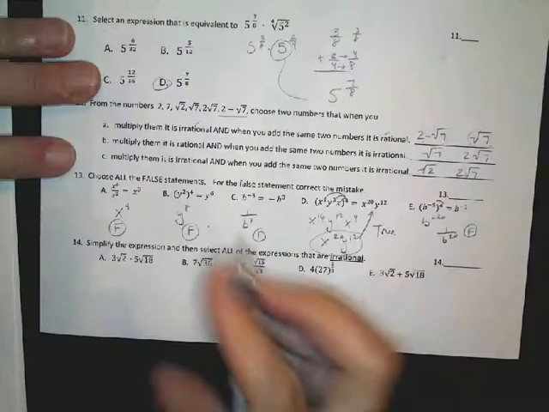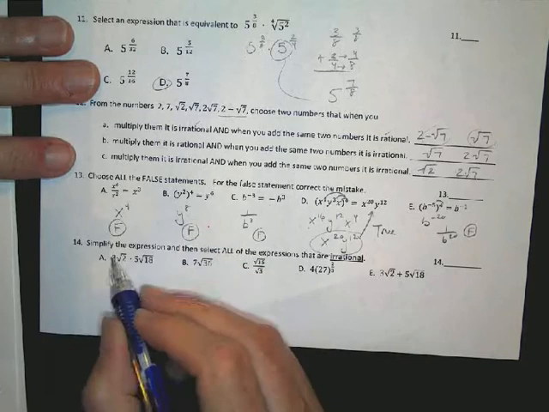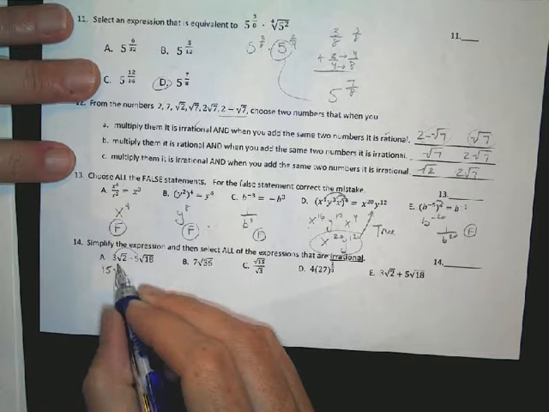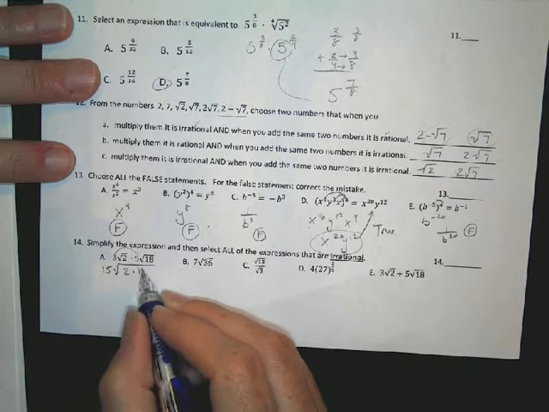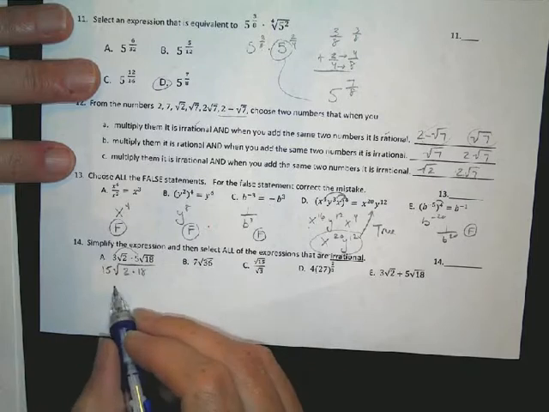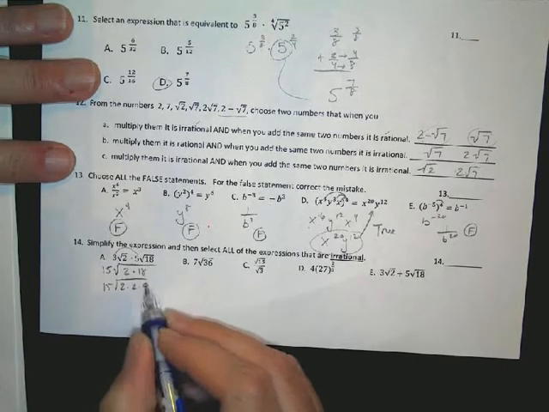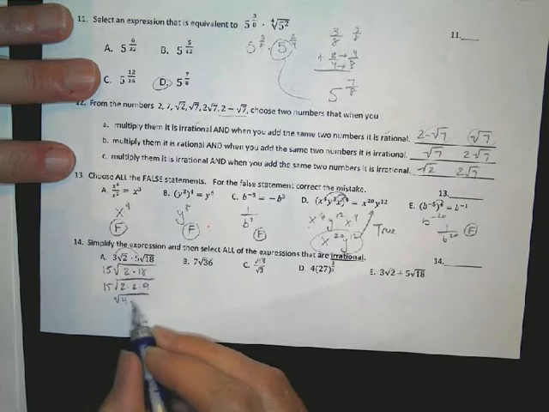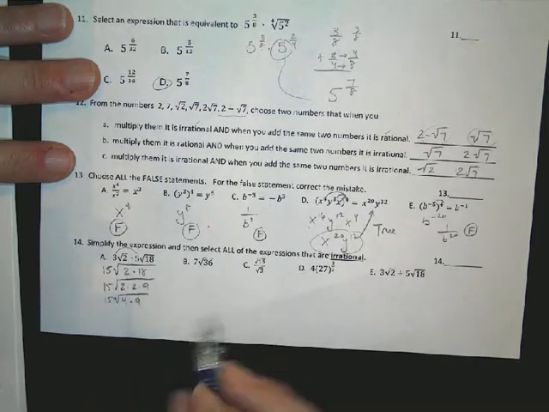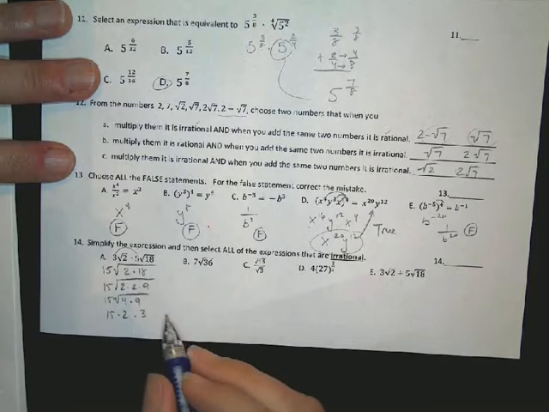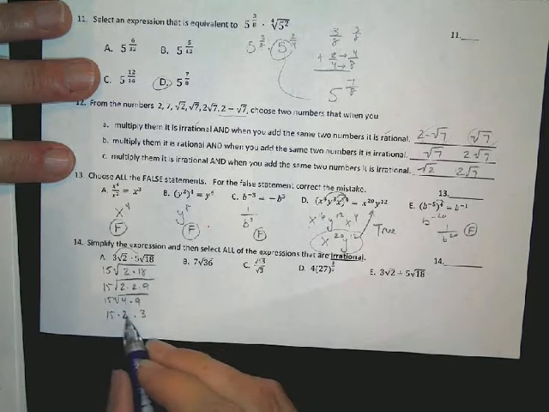Last section here for this one, simplifying each expression. Here we go. To do this here, I'm going to do 3 times 5 is 15. I'm going to do the square root of 2 times 18. Now the square root part becomes 2 times 2 times 9, or written as 4 times 9. And I recognize that the square root of 4 is 2, and the square root of 9 is 3. 15 times 2 is 30, times 3 is 90.